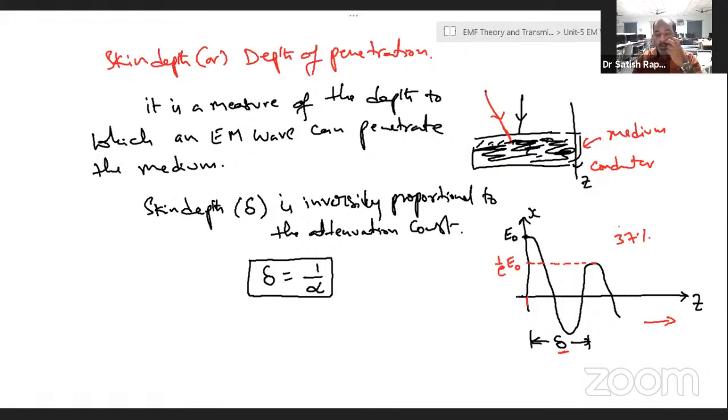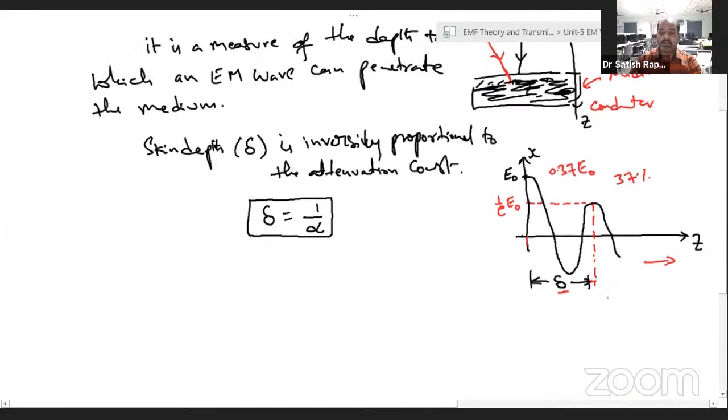Right, thank you. So 1 by e times E naught is 0.37 E naught, that means 37%. When the wave amplitude reduces to 37% of its original amplitude, that distance is called the skin depth.